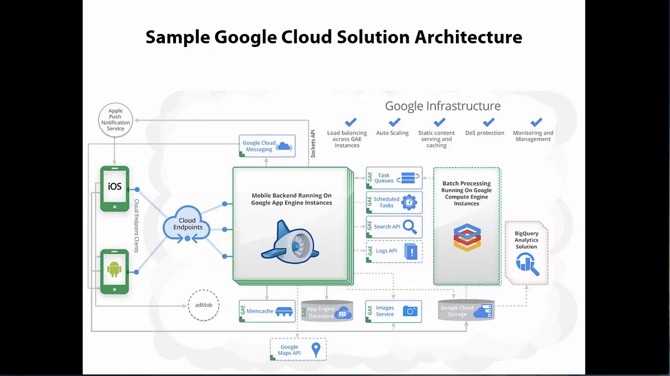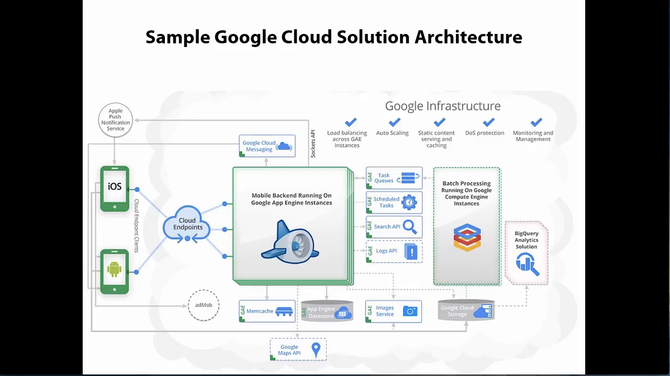We're also making use of some other APIs that are unique to Google. So you see in the middle there, we're using the Google Maps API. And then going over towards the right, when we're also moving towards Compute Engine, we are making use of task queues, scheduled tasks, the Search API, and the Logs API for custom logging on App Engine. We also are using image services. And then when we go over to Compute Engine, we're using cloud storage, probably for blobs.